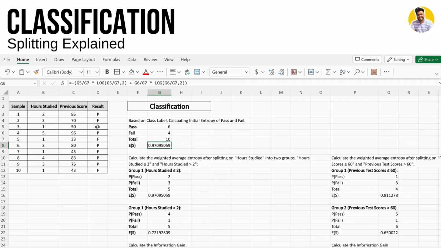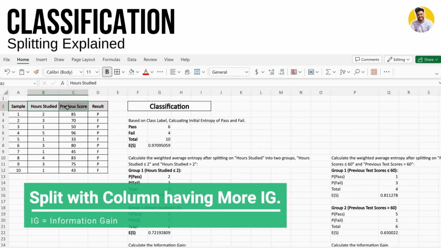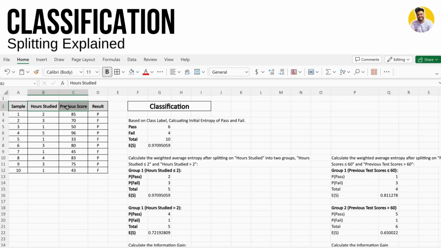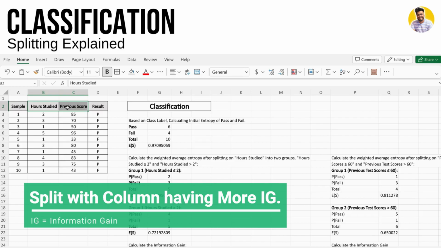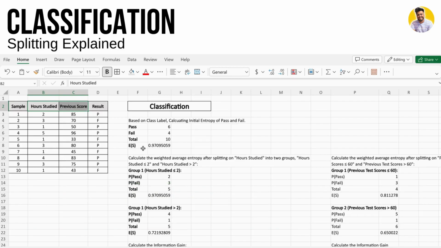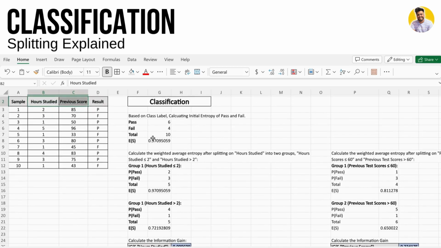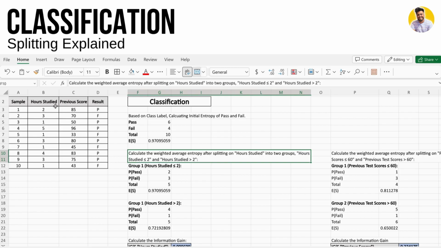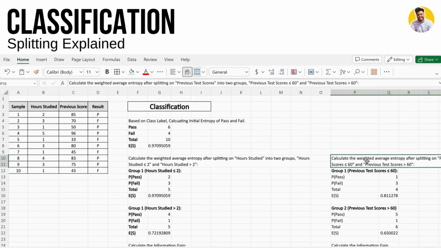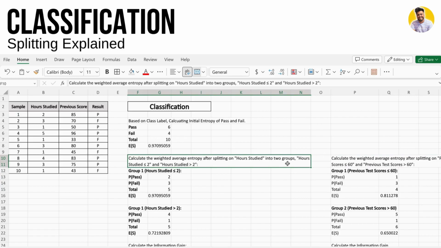Then we have these two columns, hours studied and previous score. Based on these two independent columns, we need to split on the column which gives us more information gain. We use only that column to split the decision tree and predict our result column. I divide this into two parts: first, we use the hours studied column to calculate the information gain, and then we use the previous score column. Let's take hours studied first. I divide into two parts: the students who studied less than or equal to 2 hours, and the students who studied greater than 2 hours. So I divide into two groups.